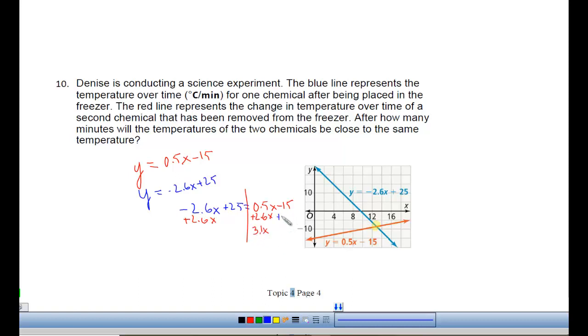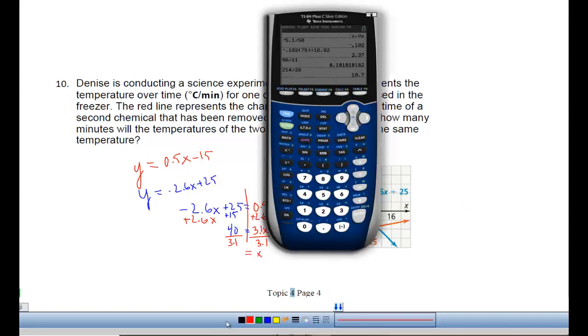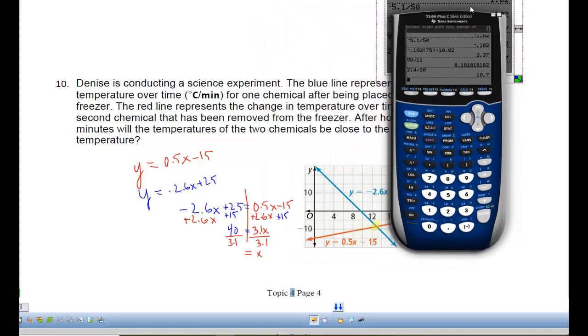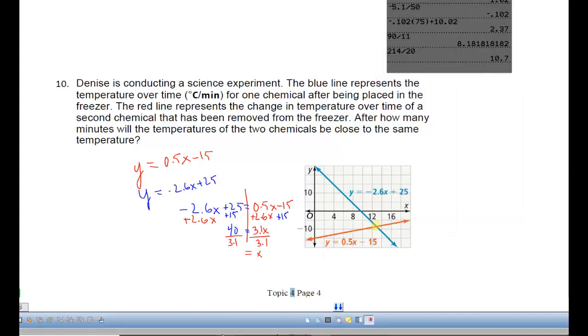In that same step, I'm going to go ahead and bring these 15 over here. So 15 and 25, that's going to be 40. And then we're just dividing by 3.1. So x equals, and we'll bring the calculator out for that one again. So I have 40 divided by 3.1. So about 12.9. Okay, and then what's our units here? It looks like this is in minutes, about 12.9 minutes.